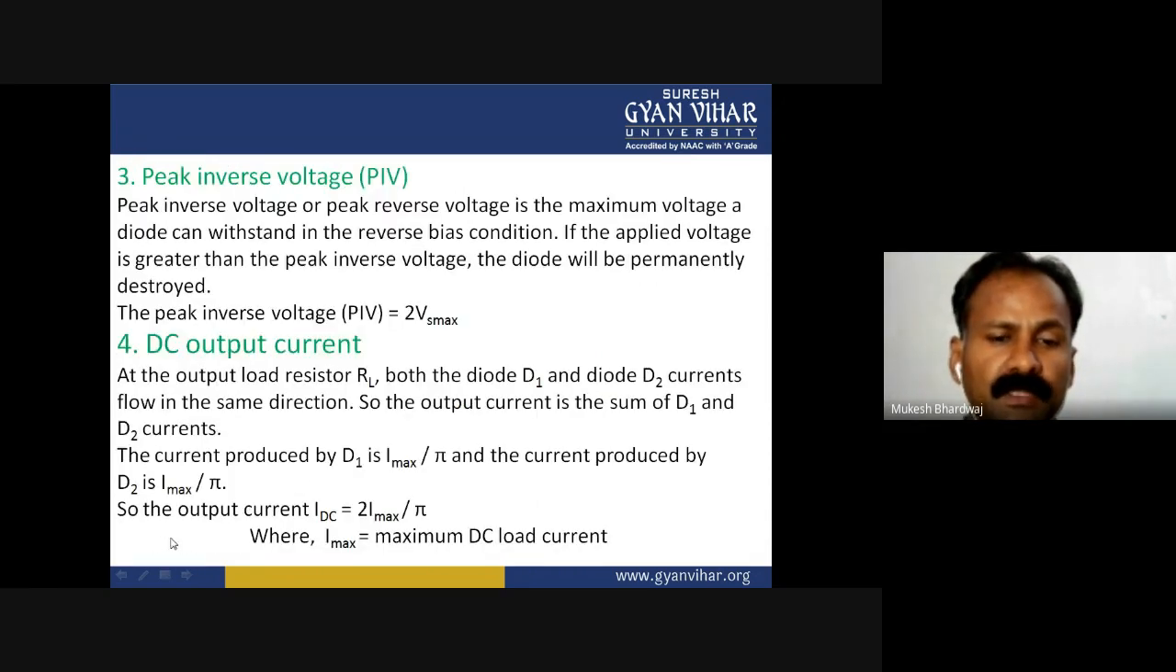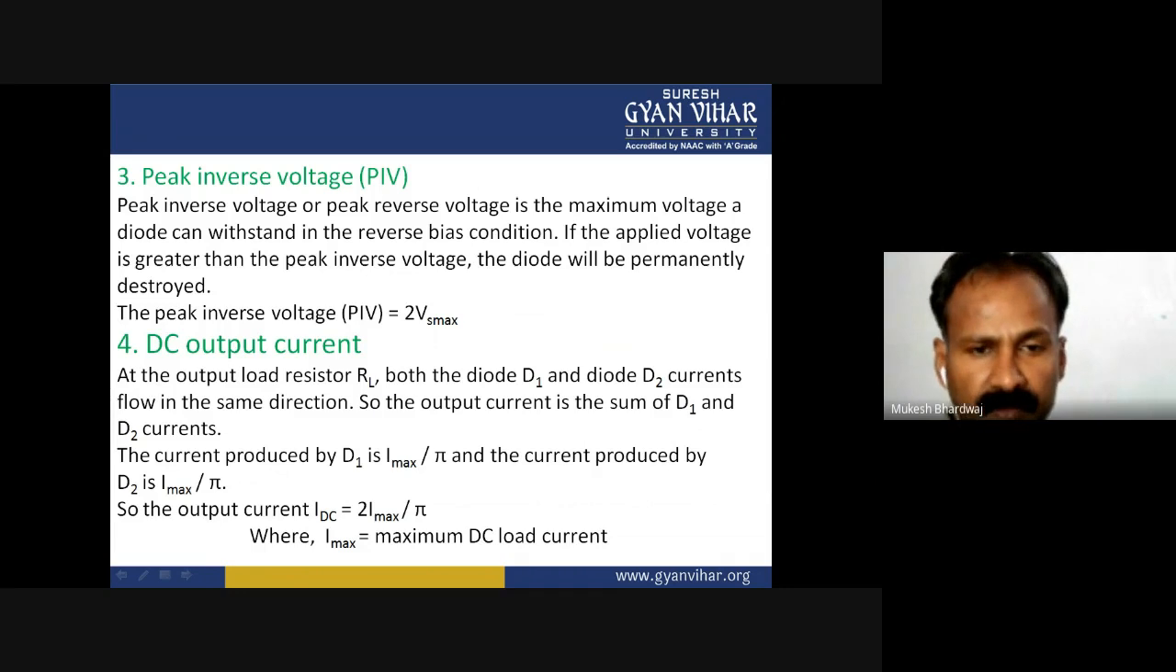Peak inverse voltage. Peak inverse voltage or peak reverse voltage is the maximum voltage a diode can withstand in the reverse bias condition. If the applied voltage is greater than the peak inverse voltage, the diode will be permanently destroyed, as in the case of the half wave rectifier. The peak inverse voltage is equal to 2 Vs max.